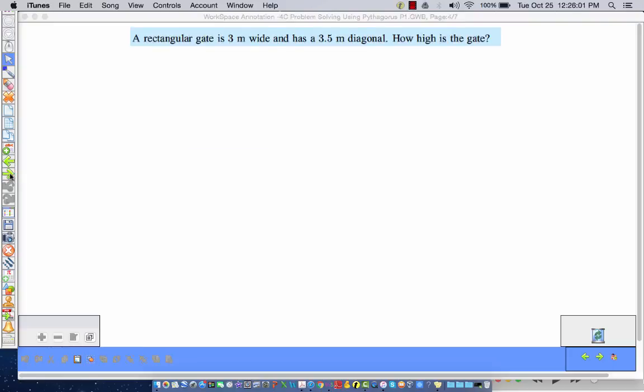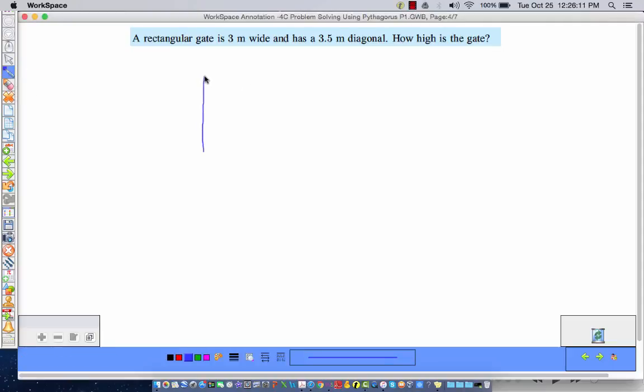You solve the equation using Pythagoras. All right, so a rectangular gate is 3 meters wide and has a 3.5 meter diagonal. Stop right there and draw a sketch. And label everything. And there we go. So 3 meters wide, so that would be here. And a 3.5 meter diagonal. Bam. So that's 3.5. How high is the gate? So I guess then they're saying that this is the 3 if this is the width. And so we'll call that x.